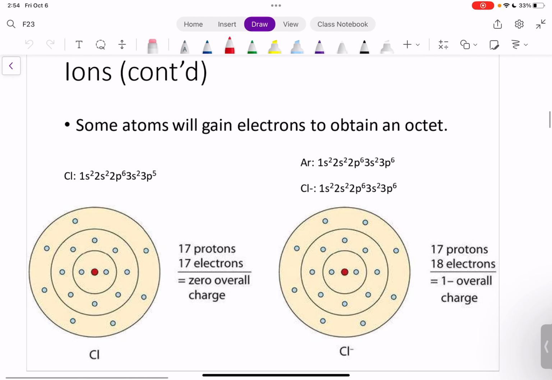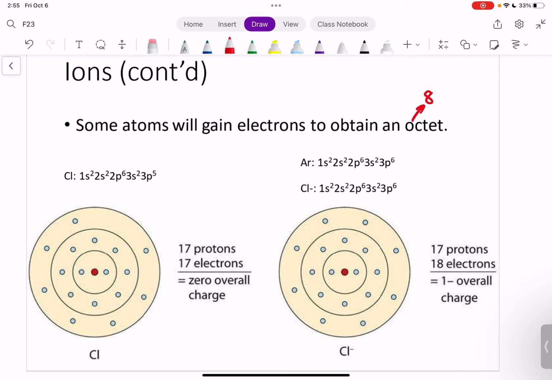But sometimes they'll also gain electrons to do that, and it really just depends on what type of atom you have. So for example, here we have chlorine, and you can see on the left is a neutral chlorine atom. Looking at that on the left, we have our electron configuration for chlorine, 17 protons and 17 electrons, so no overall charge, right? And you'll notice that chlorine right now has 1, 2, 3, 4, 5, 6, 7 valence electrons, which is really close to 8, right? That octet that we want.